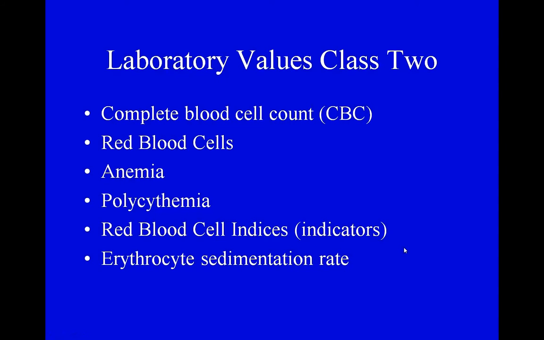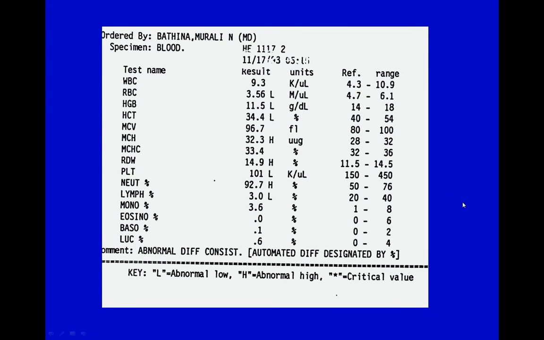So today we're going to talk about complete blood cell counts. So we're going to talk mainly about red blood cells. We'll look at a condition called anemia, a condition called polycythemia, and we'll talk about those red blood cell indices. And the last thing I'll talk about is a thing called erythrocyte sedimentation rate. So when I'm done with this lecture, or when you're done listening to it, you should know more about these items.